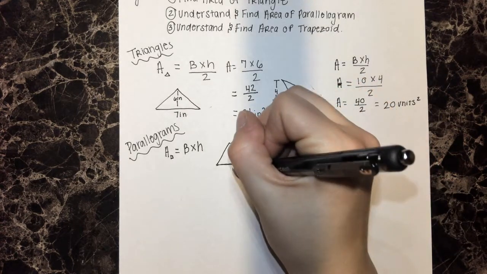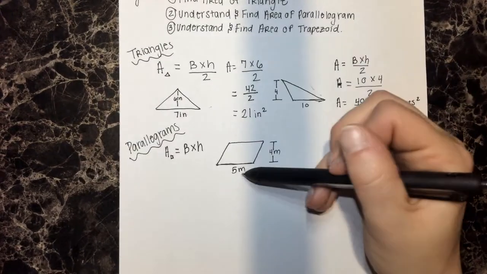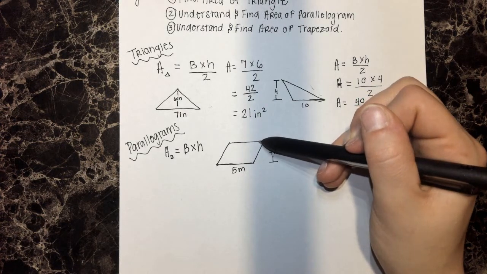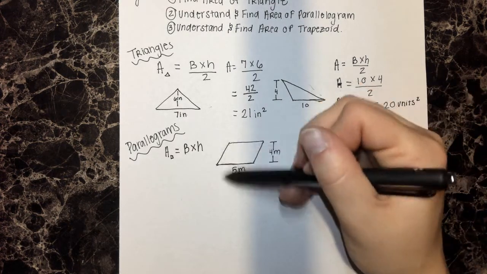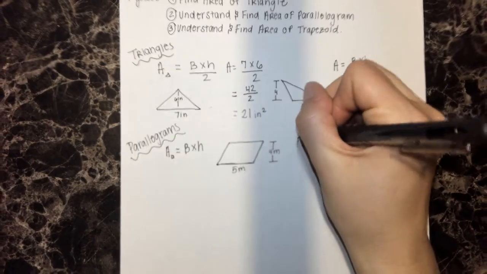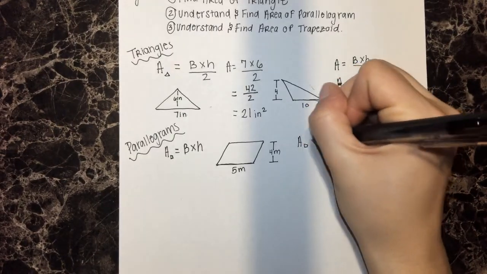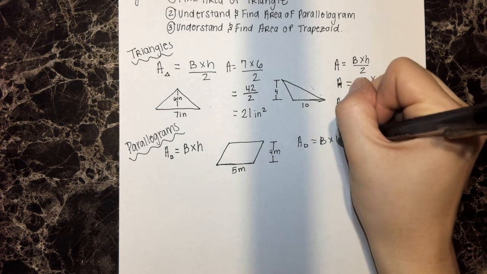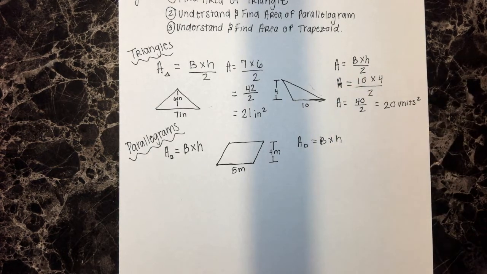Let's do 5 meters. Now, if this length is 5 meters, so is this length. If this height over here is 4, so is this height, because it is a parallelogram. So when you plug that in, your area of your parallelogram is your base times your height. Go ahead and pause this video and find the area of the parallelogram. Do not forget your label, please.